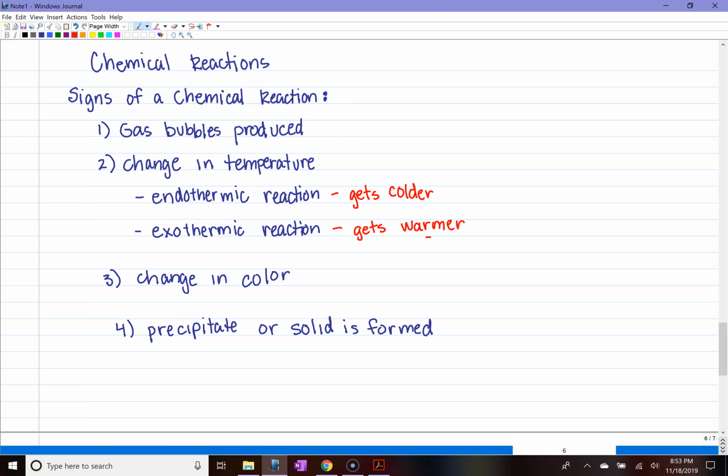Now, there's not really a good reaction that I could give you with chemicals that you can find in your house. So we're going to watch a little video real quick of a precipitate that's being formed.